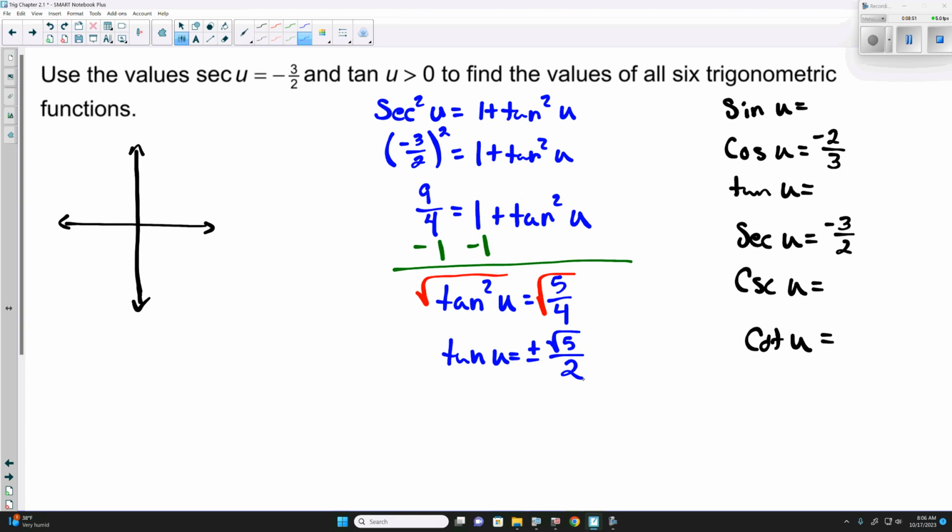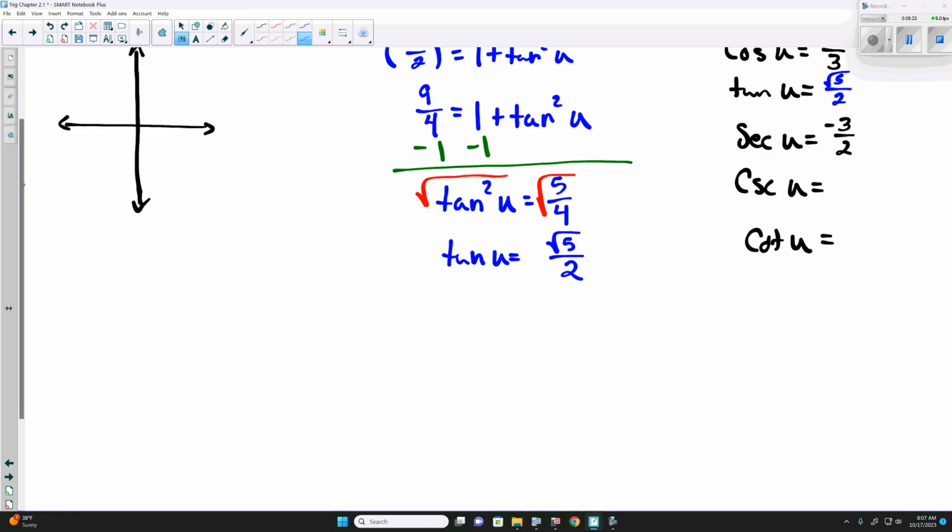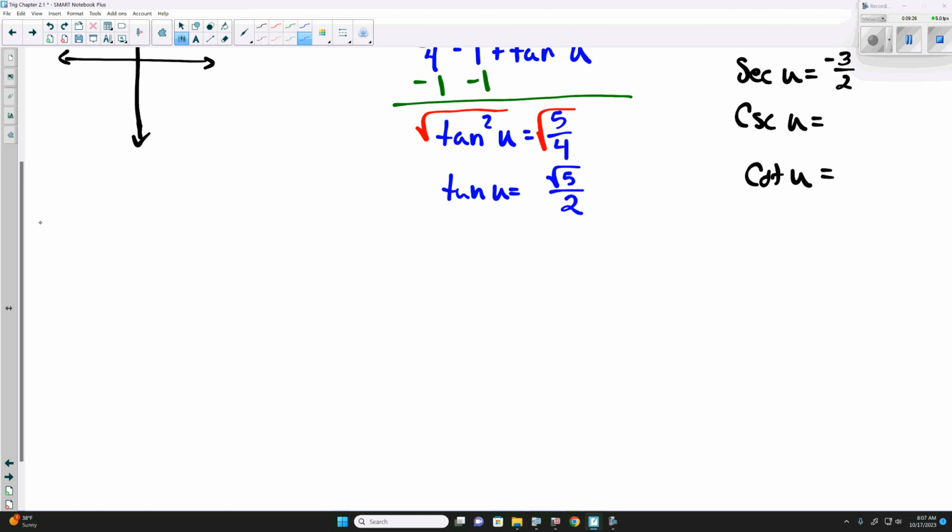So by pure mathematical solving, we would get tangent of u is equal to plus or minus the square root of 5 over 2. But in the original problem, it told us tangent of u has to be greater than 0, has to be positive. So it's just going to be positive square root of 5 over 2. Well, that does tell us cotangent, because cotangent's 1 over tangent, so we're flipping it. So our cotangent of u would be 2 over the square root of 5.